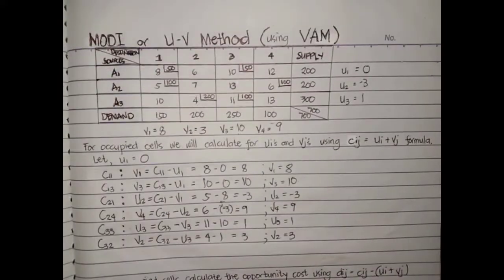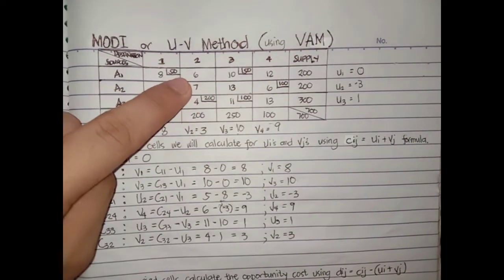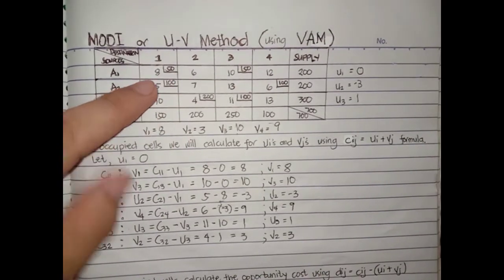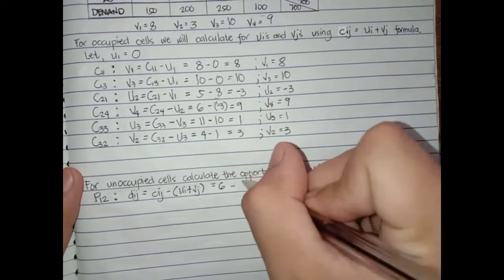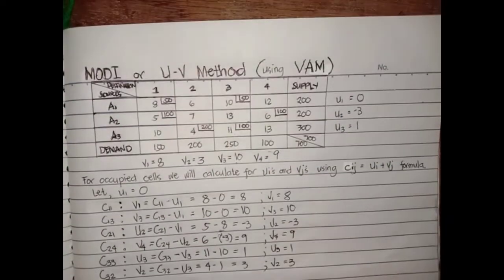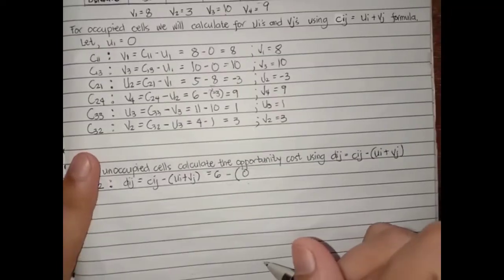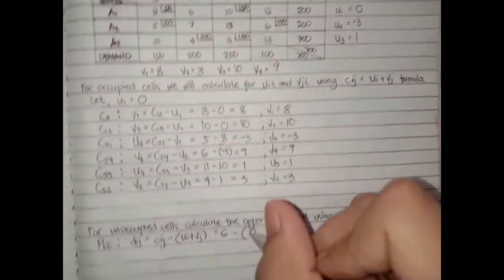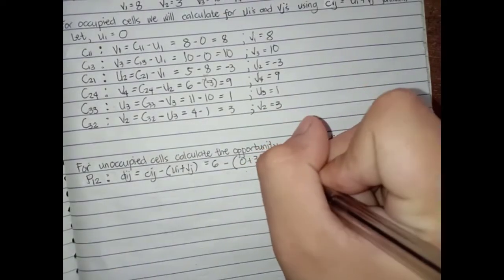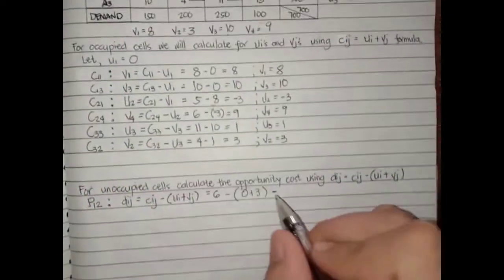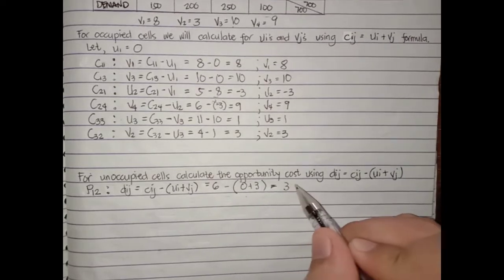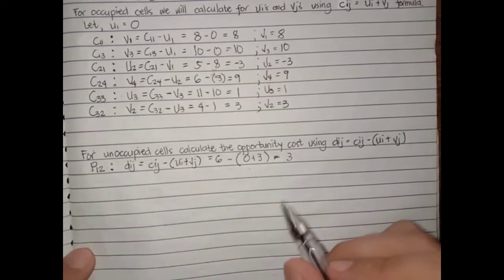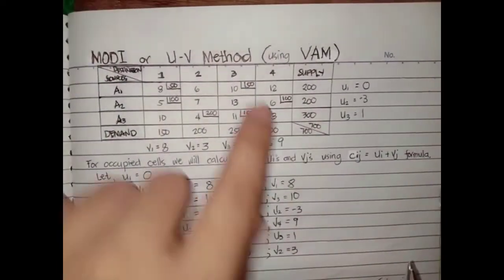Finding for Cij, we have 6. So 6 minus our Ui, which is 0, plus our Vj, which is 3. So it is equal to 3 plus 0, which is 3. 6 minus 3 is equal to 3.